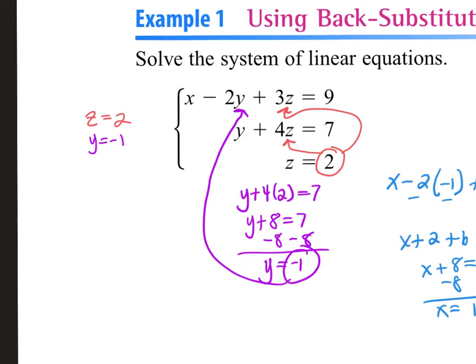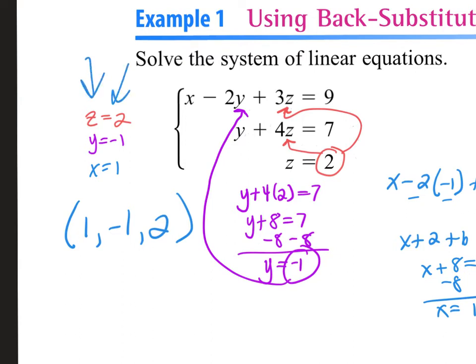Positive 1. So over here, I'm going to write x equals 1. Now, if I leave my answer like this, a 10-point question, am I getting all 10 points? No. How does my answer need to be written? As an ordered triple. So 1, negative 1, 2.